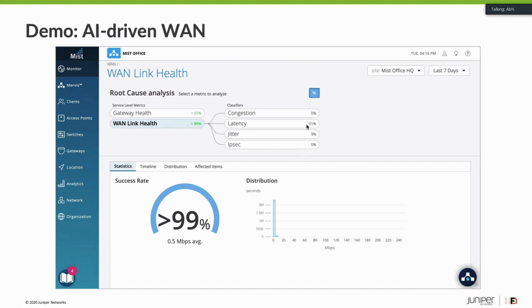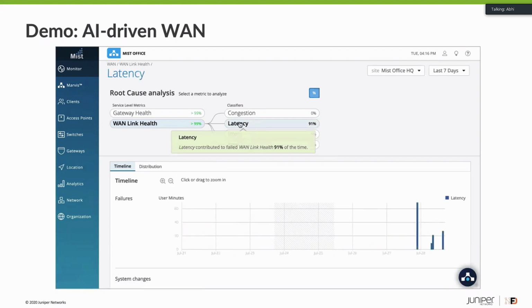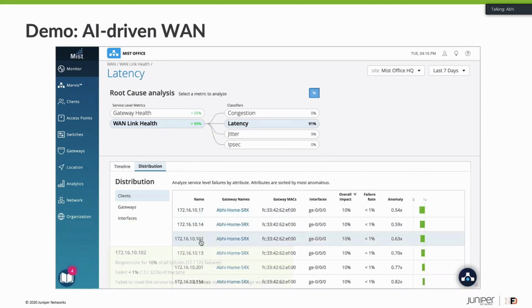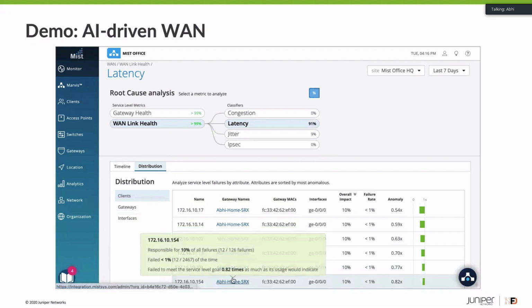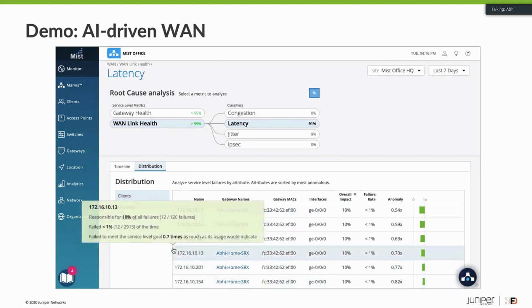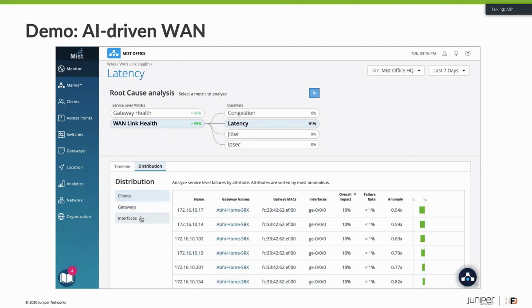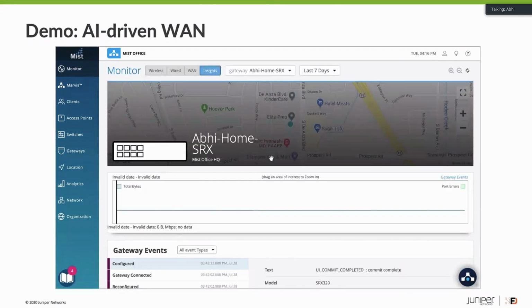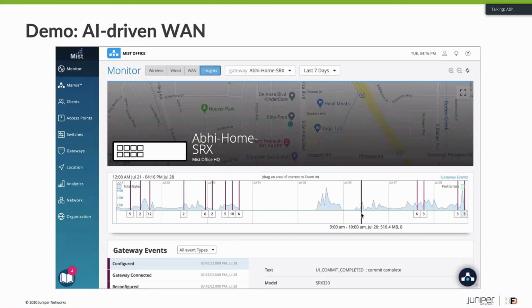Being able to tell you that there was latency and there was this amount of jitter exactly at these periods of time, giving you a timeline representation of where your issues were, as well as exactly what clients were affected because of this. So we have flow data to tell you exactly what applications and what devices were having issues, and also, on an SRX basis, which interface had the problem.